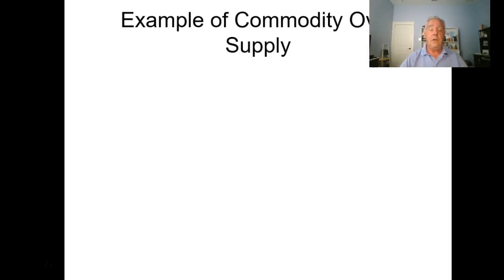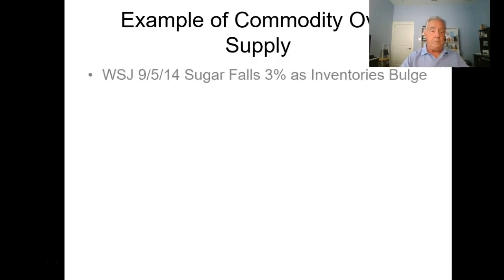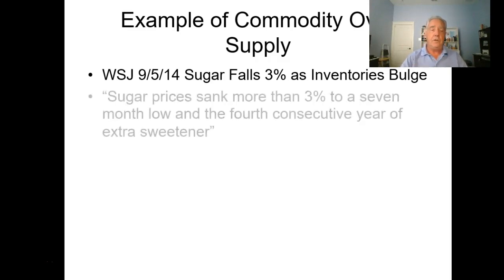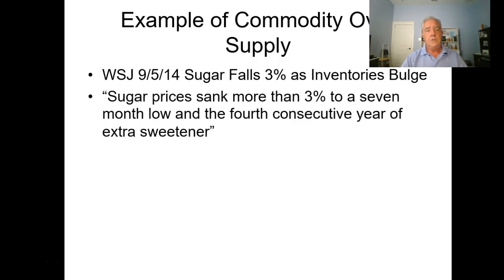All right, example of commodity oversupply. The Wall Street Journal had an article in 2014. Sugar inventories grew like crazy at one time. The production of sugar fell 3% as inventories continued to increase. Now, sugar has had a problem in the sense that there are a lot of substitutes now out on the market for artificial sweeteners. So in this article, sugar prices sank more than 3% to a 7-month low for the 4th consecutive year. It's called the extra sweetener impact.